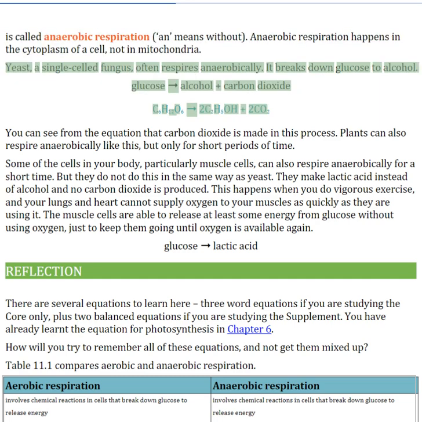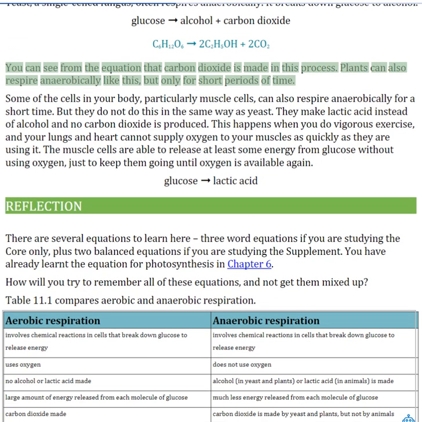Yeast, a single-celled fungus, often respires anaerobically. It breaks down glucose to alcohol. Glucose gives alcohol plus carbon dioxide. C6H12O6 gives 2C2H5OH plus 2CO2. You can see from the equation that carbon dioxide is made in this process.